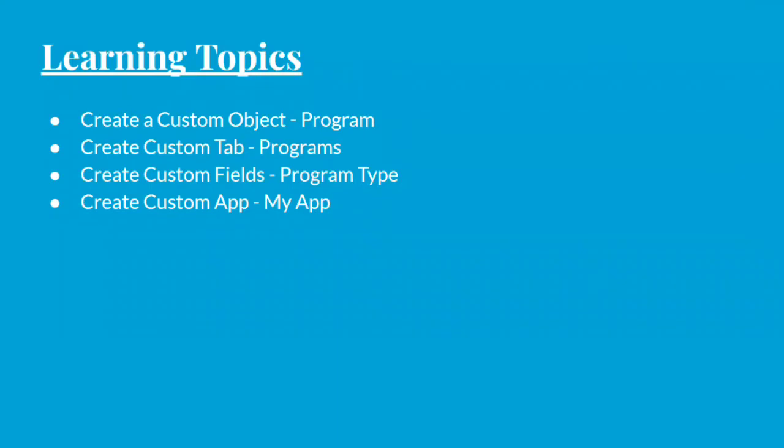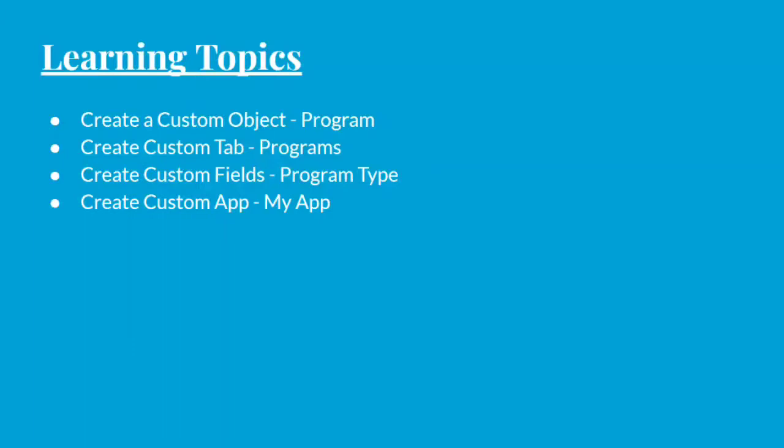So what all we are going to learn today? We will create a custom object which we will call program. Then we will create a custom tab for that custom object and we will call it programs. Then we will create some custom fields. One of the fields will be program type. And then we will create a custom app, my app, and we will add those tabs which we will be using frequently throughout the implementation.